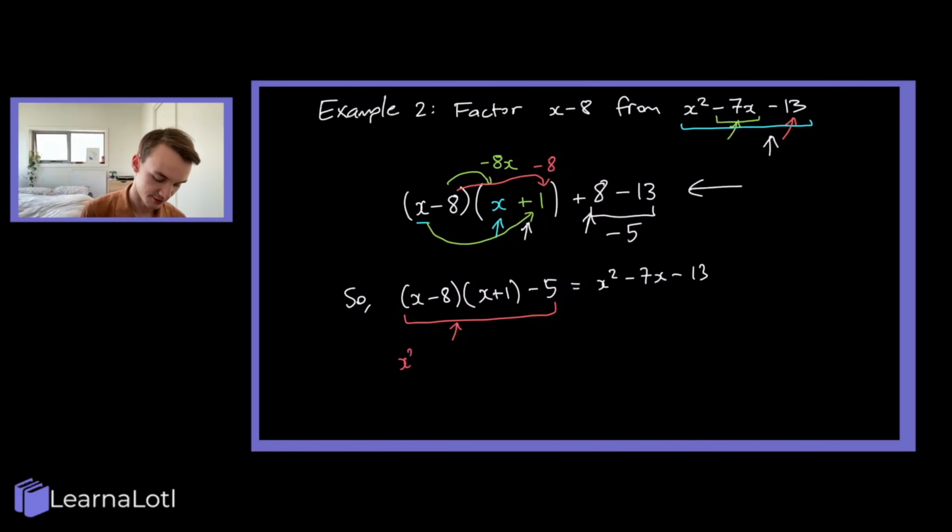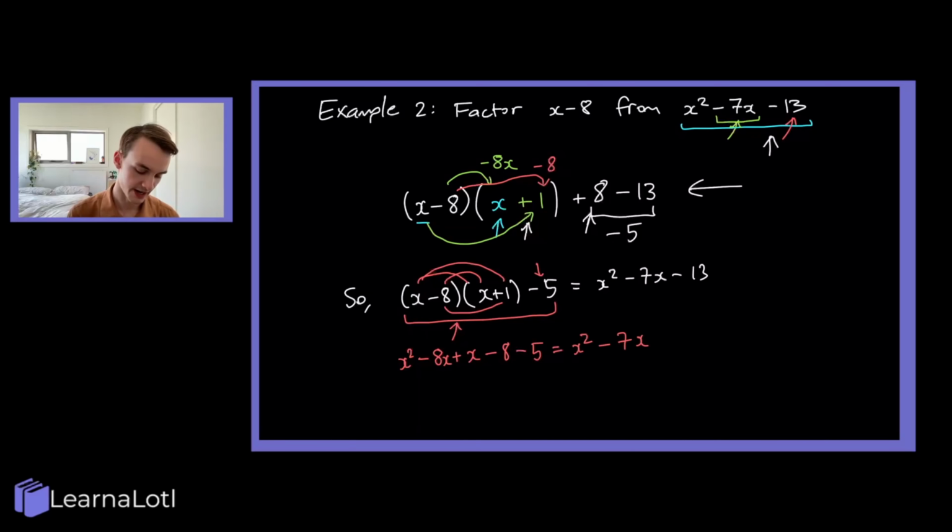This will be x squared, that's that one, minus 8x plus x, so that's minus 8x plus x, and then minus 8, and then we've also got minus 5. And that is equal to x squared, minus 8x plus x is minus 7x, minus 8 minus 5 is minus 13, and that is indeed equal to what I started with. So it passed my check.